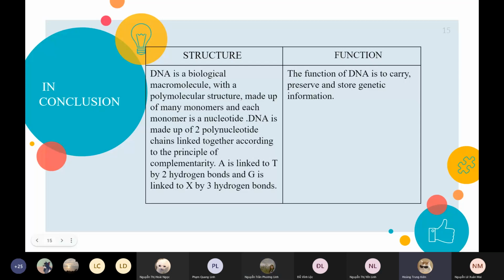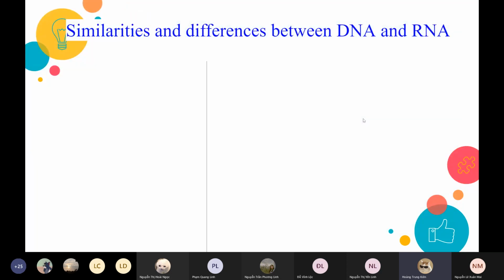Thank you, Phương Linh. To summarize our presentation, DNA is a biological macromolecule with a polymolecular structure made up of many monomers, and each monomer is a nucleotide. DNA is made up of 2 polynucleotide chains linked together according to the principle of complementarity. A is linked to T by 2 hydrogen bonds, and G is linked to C by 3 hydrogen bonds. And the function of DNA is to carry, preserve, and store genetic information. DNA is quite similar to RNA, so to avoid causing confusion between DNA and RNA, Helen will tell us about the similarities and differences between them.